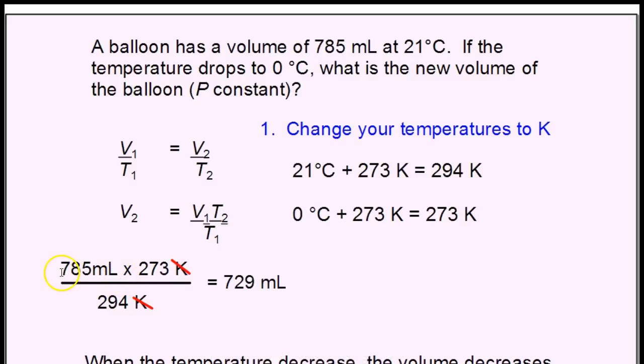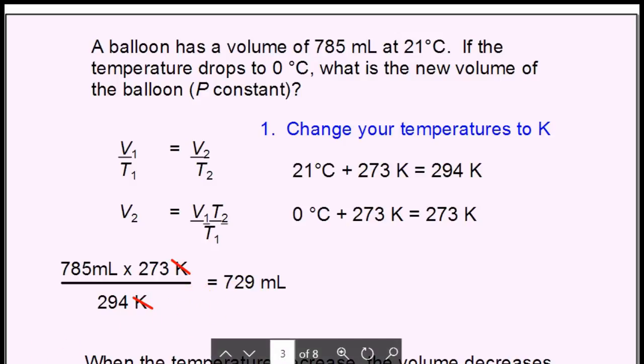We're going to take our volume, 785 milliliters, times our temperature in degrees Kelvin, which is going to be, our T2 is the temperature after the change, and that's going to be 0 degrees Celsius. So that's 273 Kelvin from what we figured out over here. And we're going to divide that by our T1, which is 294 Kelvin, and cancel out our Kelvins, that's going to give us 729 milliliters. Not too hard, right?